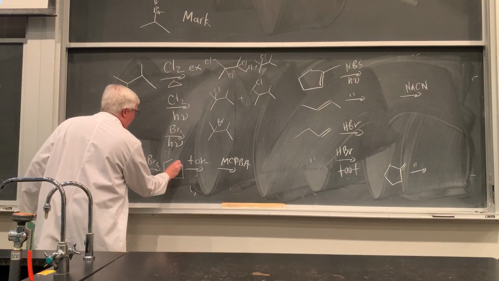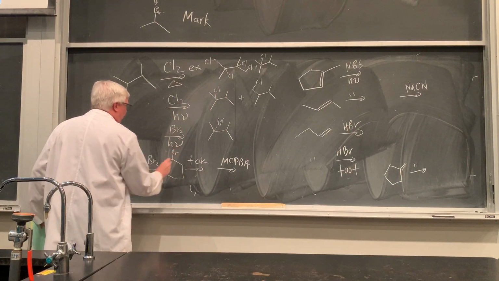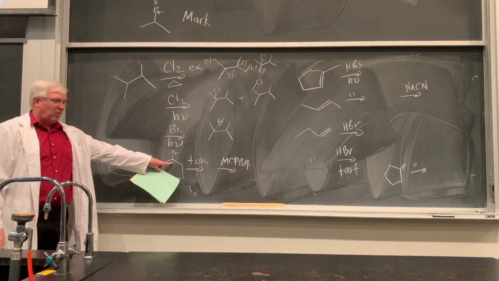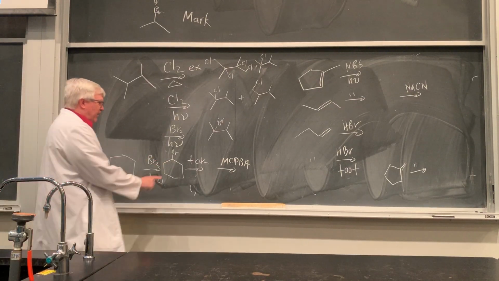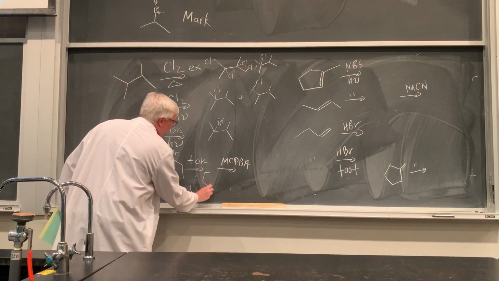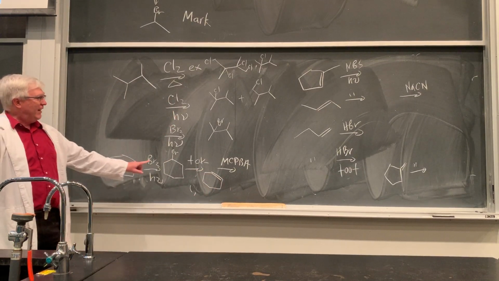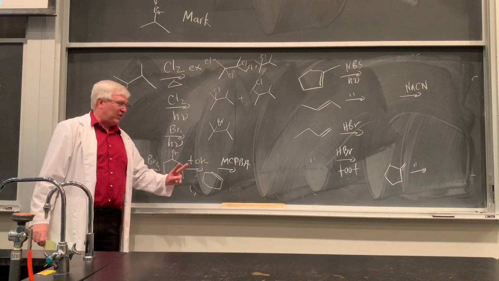We're going to get the monobromo. And that's the good thing about bromination under light conditions. We just get the one. Okay. And then t-butoxide, what are we gonna get? Elimination, yeah.